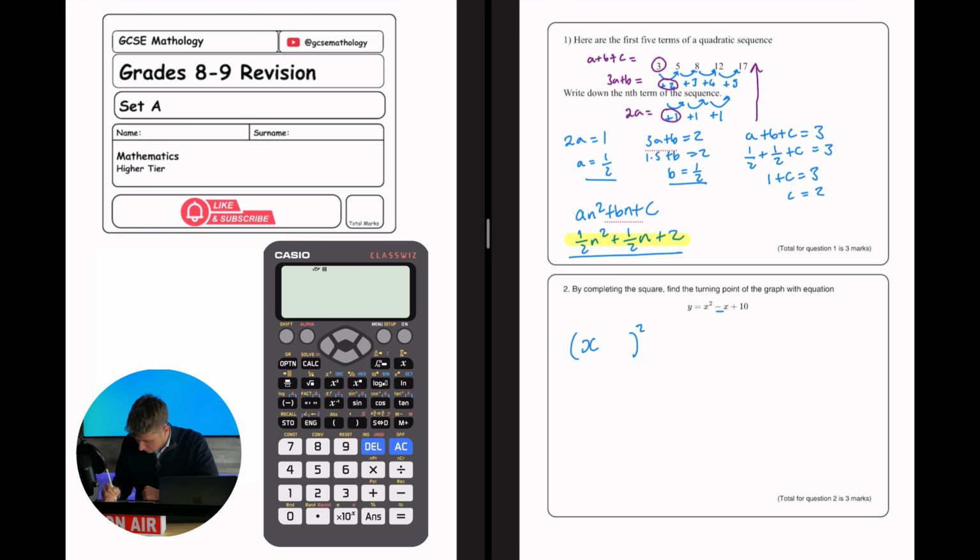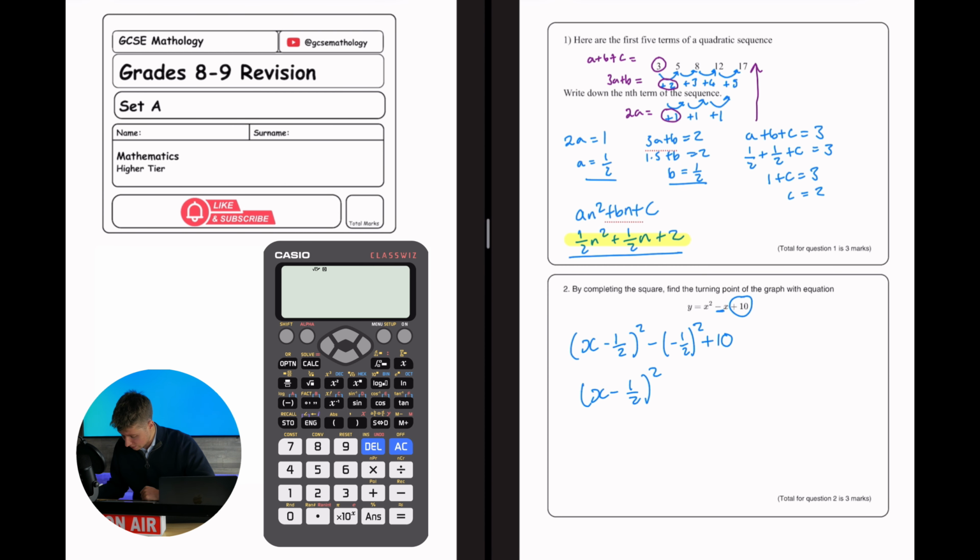Next, we're going to half the number in the middle. So technically, this is negative 1. So half of negative 1 is equal to negative a half. And then we're going to subtract the square of the number inside of the bracket. So we're going to subtract negative a half squared. And next, we're going to add this number on at the end. So we've got x minus a half all squared, and then we've got minus a half squared plus 10.